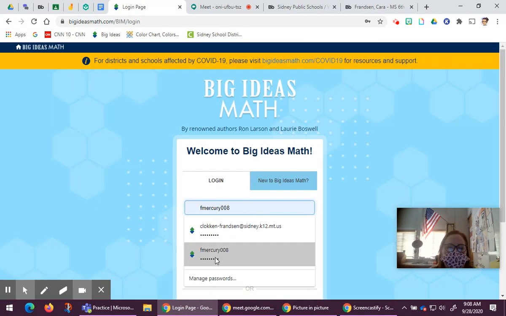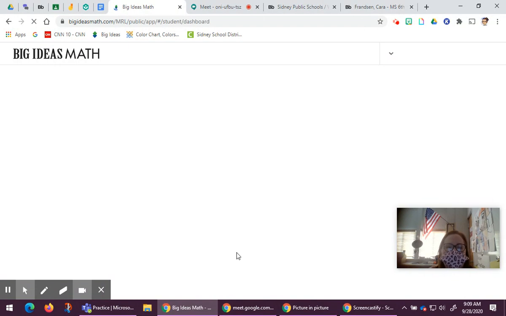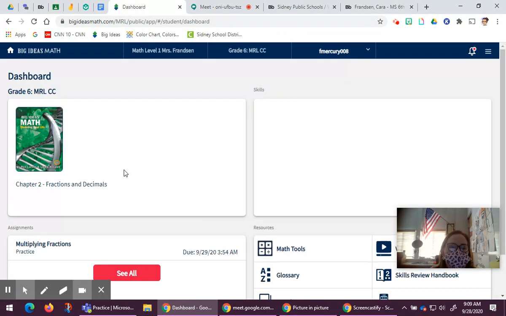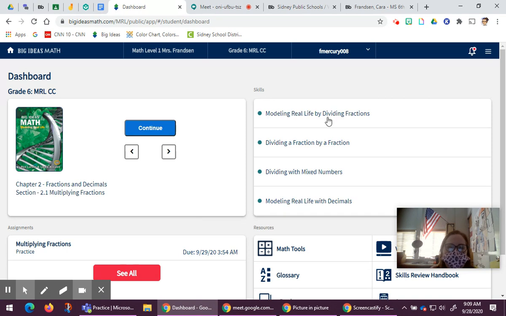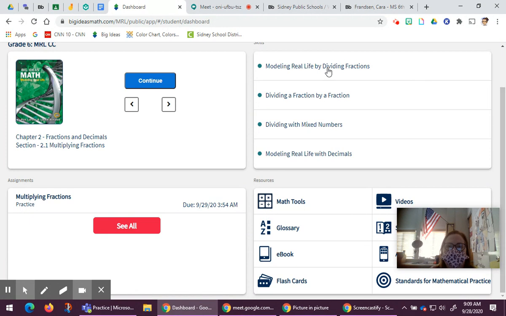Okay, so when I do that, I'll go here. And your guys' username looks like this. It's your first initial, last name, and then 3 digits, and then your password is your first initial, last initial, and then your student ID number, okay? So when you get to your classroom in Big Ideas, it's going to look like this. Here are spots where you can do extra practice, and here is your assignment.